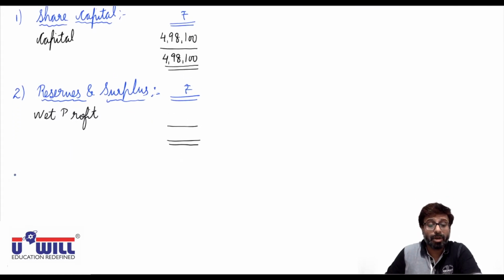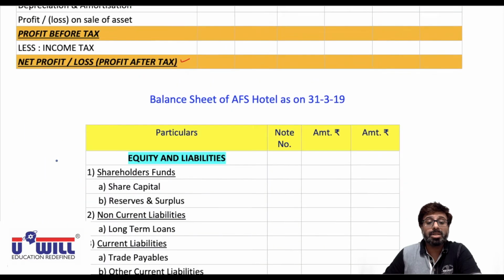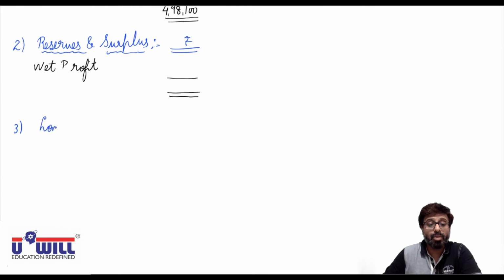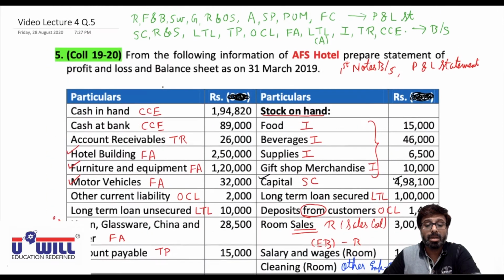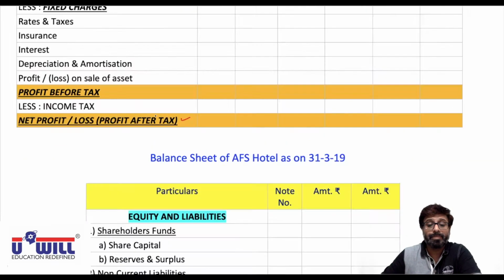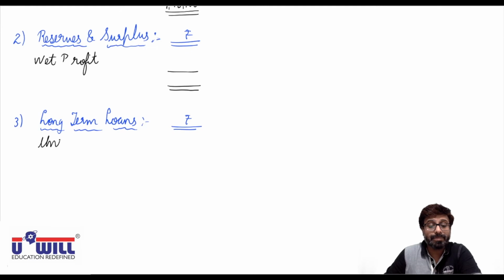Then the third note will be for long term loans. You can see after reserves and surplus, under non-current liabilities, we have long term loans, and we do have long term loans in this question. Two items are marked as long term loans. One is this long term loan unsecured of 10,000, and the other is this secured of 1 lakh. So unsecured is 10,000 and secured is 1 lakh.